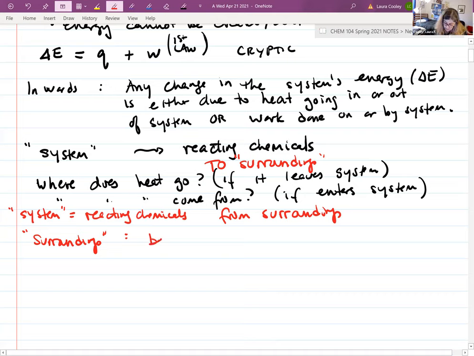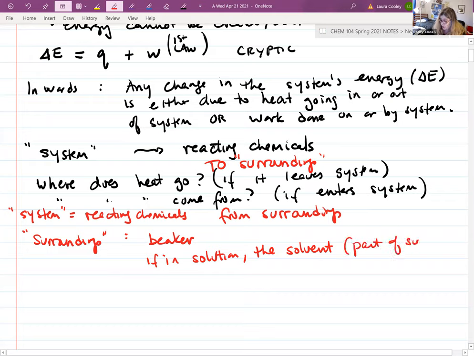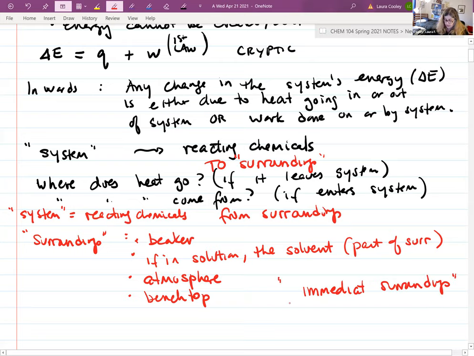The surroundings is like the beaker. If it's in solution, the solvent, that would be part of the surroundings. So a lot of times, the water that's dissolving the ions, let's say if you have an ionic reaction, the water would be part of the surroundings. The atmosphere, the top of the bench. Do we care about the building across the street? No. Do we care about the moon? No. I mean, they're all part of the surroundings, but what we really care about is the immediate surroundings. It's really what we deal with.